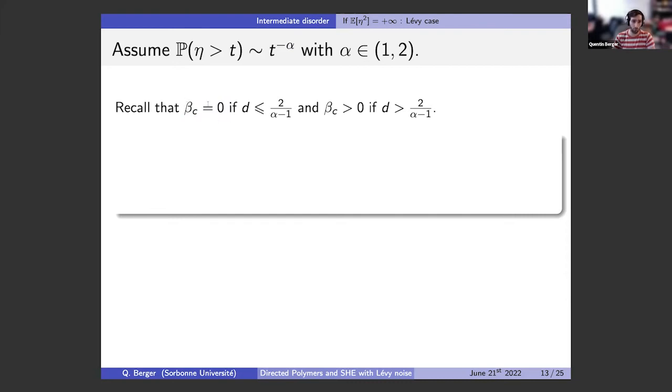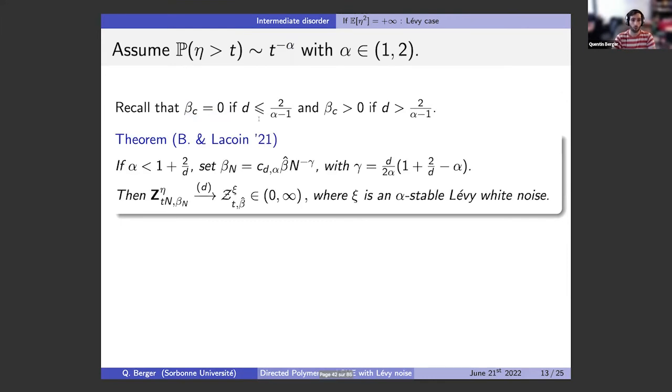Okay, so you zoom in around 0. What we've shown is that if you take beta n to be a power of n, so n to a negative power, where I've written that power here, it's d over 2 alpha times 1 plus 2 over d minus alpha. And notice that it's strictly positive if you take alpha strictly smaller than 1 plus 2 over d. Okay, so beta n goes to 0. Then in that scaling, the sequence of partition functions converges also to a non-trivial random variable.